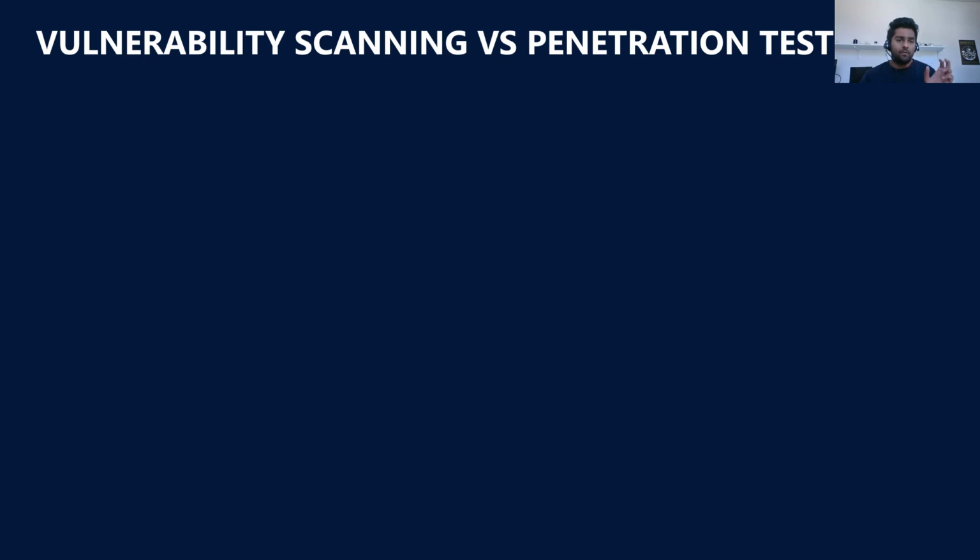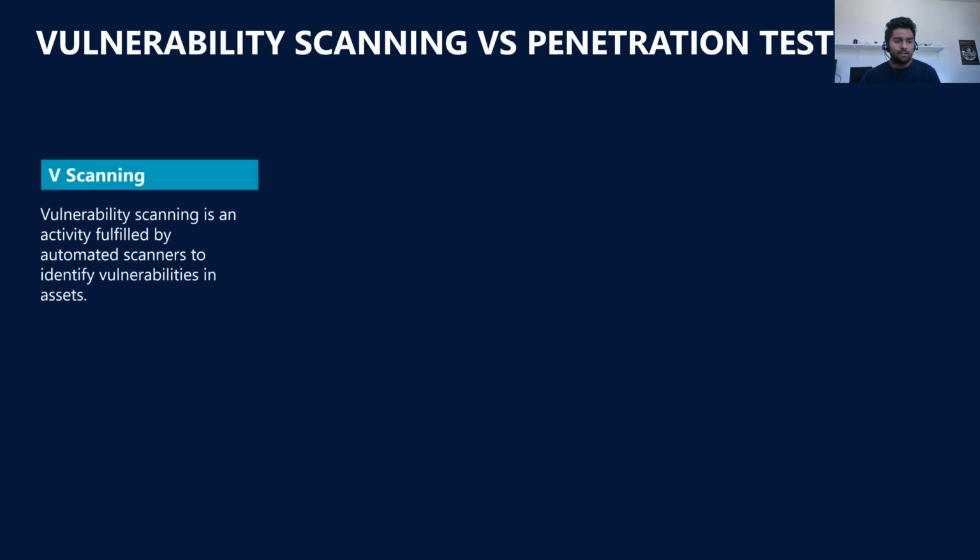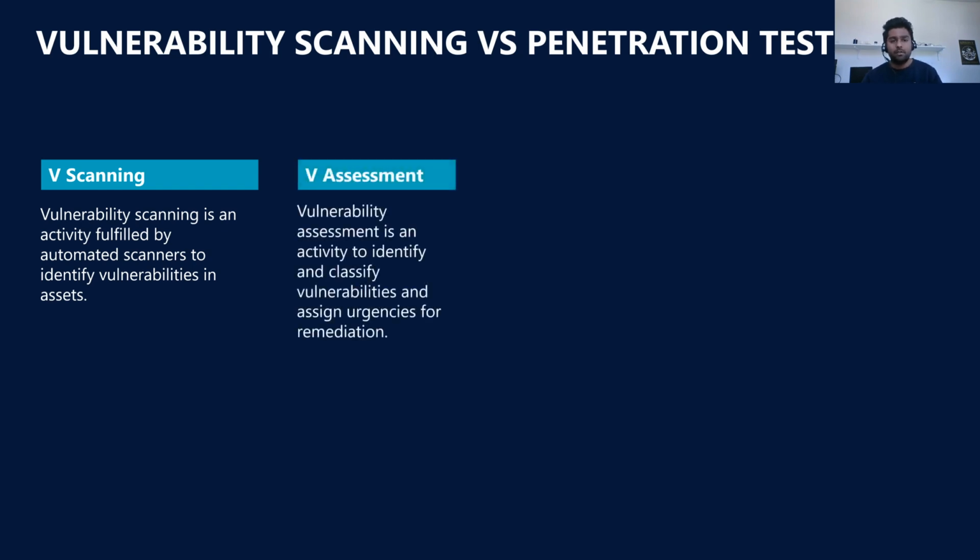So, what is the difference between vulnerability scanning and penetration testing? I'm talking about vulnerability management, but the core of vulnerability management starts from vulnerability scanning, which is why I'm explaining this slide. Many of you know what vulnerability scanning is. It's a single activity fulfilled by automated scanners, which identify vulnerabilities. Then a human analyst comes into the picture, assesses the results of the scanners, and defines the actual vulnerabilities affecting their organization, but they don't go ahead and penetrate those vulnerabilities.